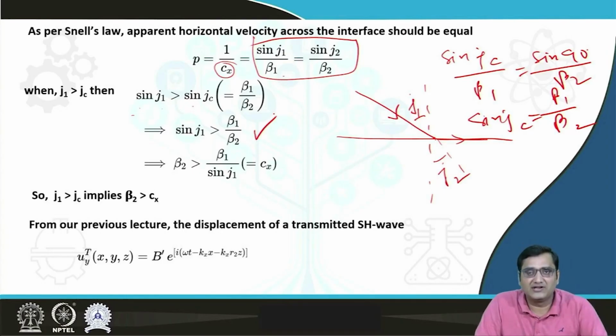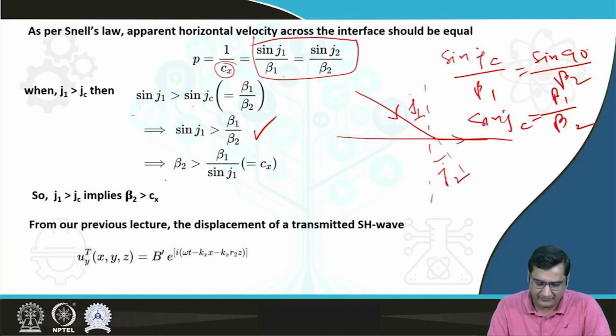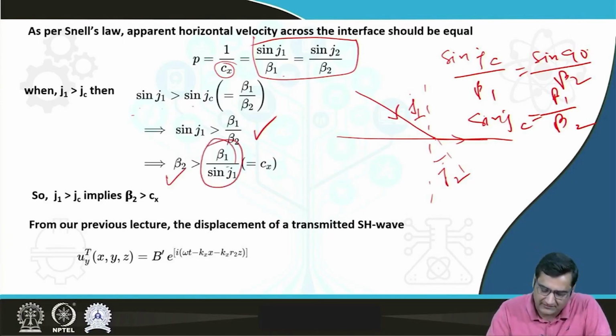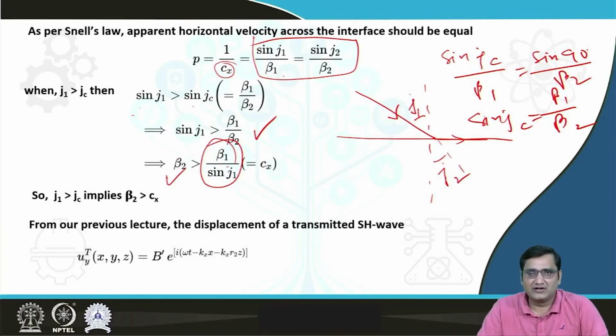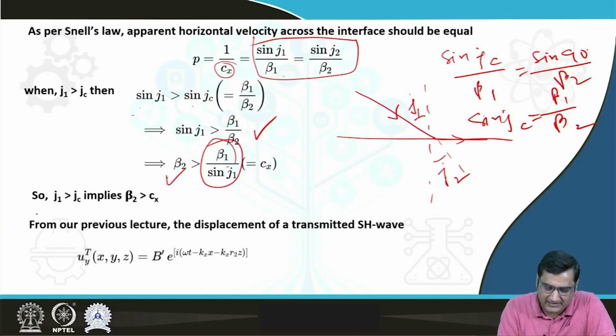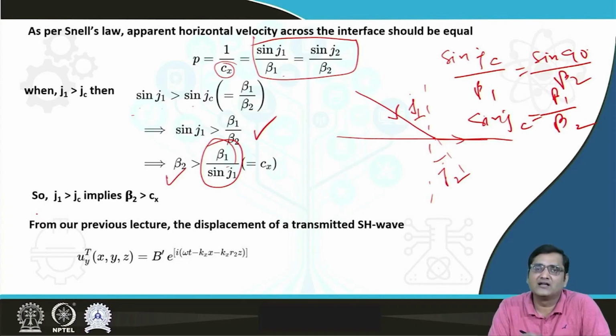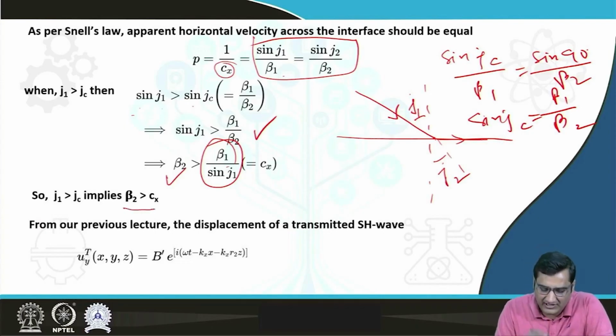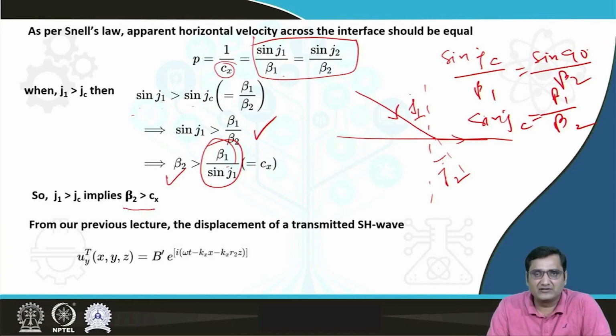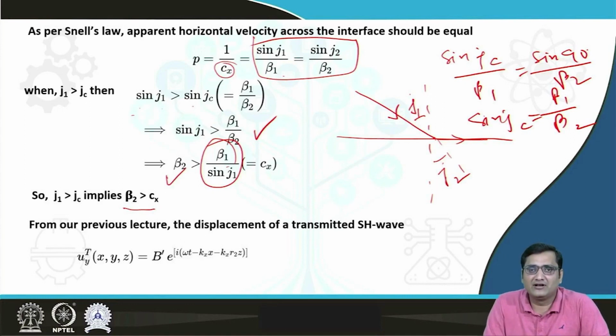So that is what is written here. Sine J1 is greater than beta 1 by beta 2. After a little bit of rearrangement, you will get beta 2 is greater than beta 1 by sine of J1. And beta 1 by sine of J1 is the horizontal apparent velocity, that is Cx. So this means that when J1, the incident angle in the first medium, is greater than the critical angle, then beta 2 is greater than Cx, which means that the velocity of the second medium will be greater than the apparent horizontal velocity.